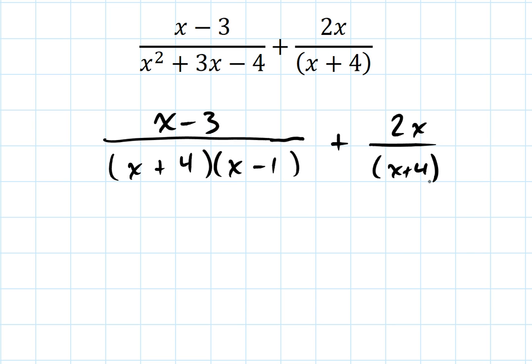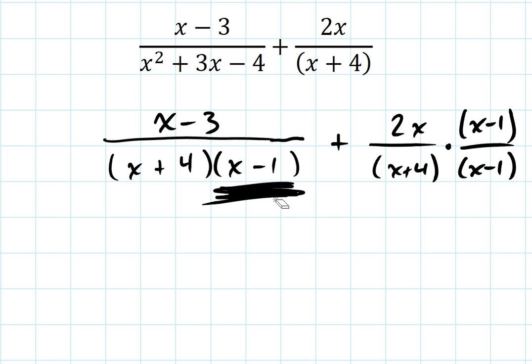So again, what's revealed by factoring is that I can see that both of them have a common factor of x plus 4 in the denominator. And the only one that needs modification is the second fraction, right? This one needs a factor of x minus 1. So to accomplish that, I'm going to multiply this other fraction by x minus 1 over x minus 1.